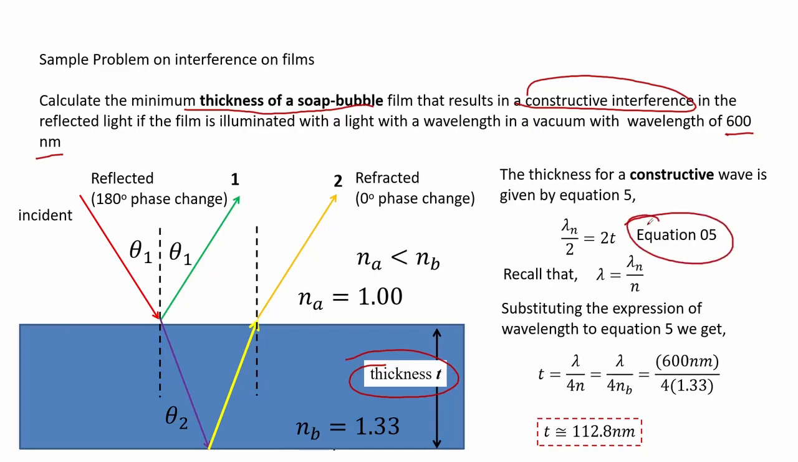We recall the equation for the wavelength as it moves inside a medium of index of refraction. Substituting this equation into equation 1, we get the value of the thickness of the soap bubble film, which is about 112 nanometers.